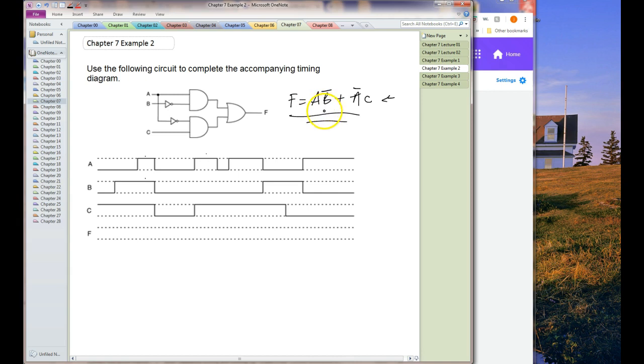This is A, B naught, and what it says is that anytime A is a 1 and B is a 0, the output is a 1. The C does not matter. And same with this term. Anytime A is a 0 and C is a 1, the output is a 1. The B does not matter.